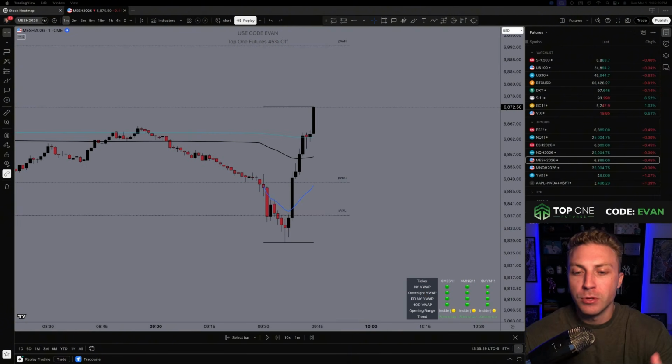I want to show you the only indicator that you're going to need in 2026 for trading futures, and it's going to be this automated VWAP and dashboard. And I want to walk you through step by step how I'm using it day to day.